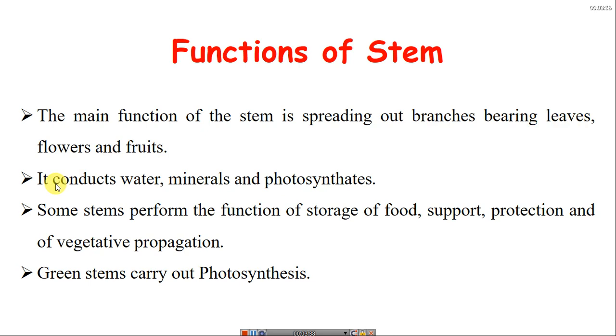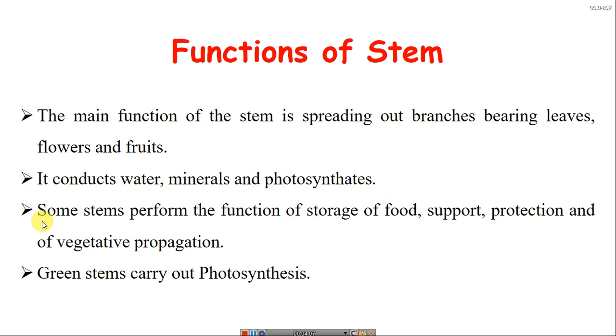And another function of the stem is to conduct water, minerals and photosynthates. So the water and minerals absorbed by the root are conducted through the stem, and the photosynthates made by leaves by photosynthesis are also conducted by the stem. Water and minerals are conducted through xylem and photosynthates are conducted through phloem. These are all vascular tissues.